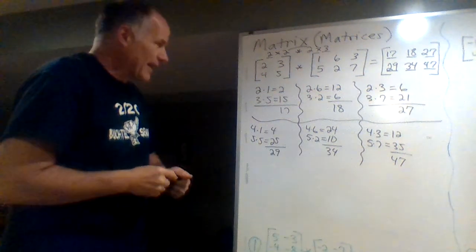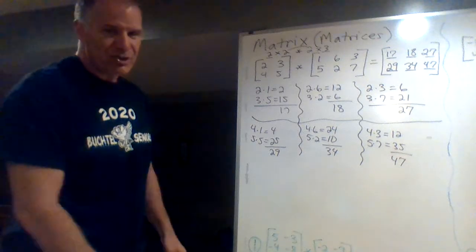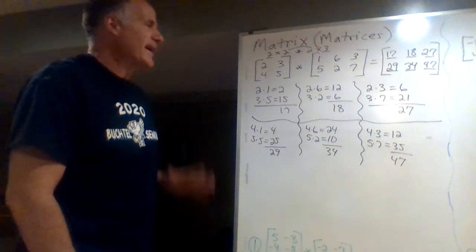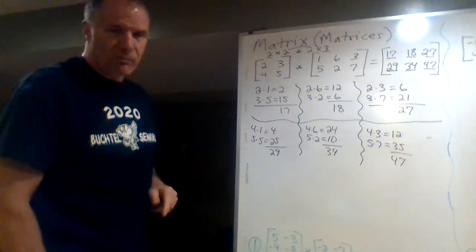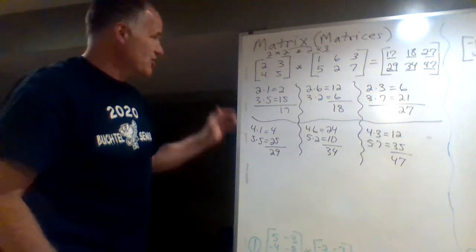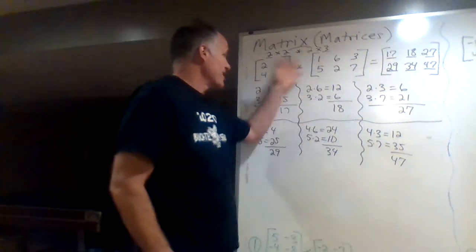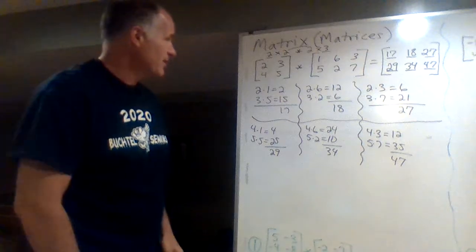Now again, you can see these are kind of easier because there were no negatives. And again, it's not that much more than what we were doing in the earlier videos. It's just longer. There's just more steps because we've got bigger matrices.